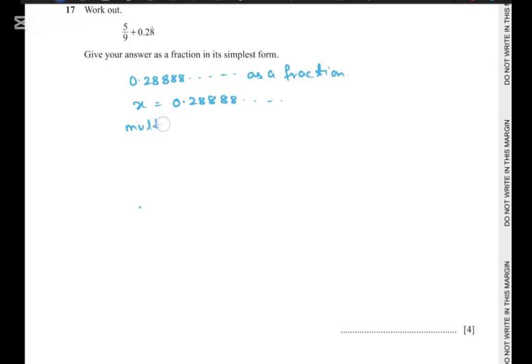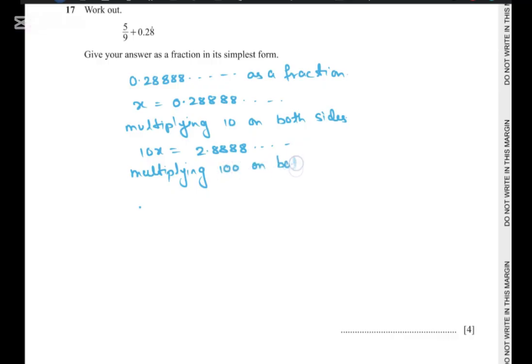Multiplying 10 on both sides, we get 10x is equal to 2.8888 and so on. Next, multiplying 100 on both sides, we get 100x is equal to 28.888 and so on.